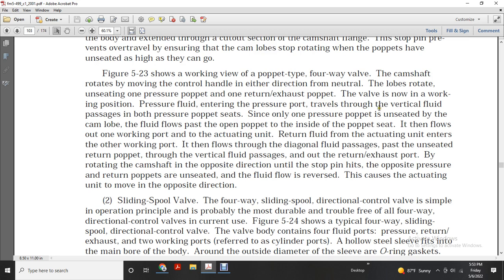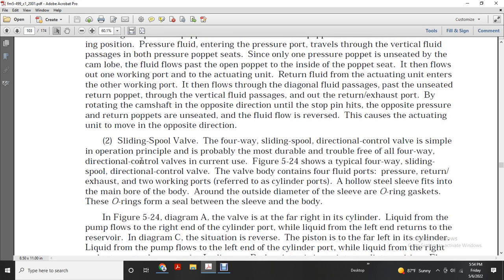The fluid from the actuating unit's other end returns through the diagonal fluid path, past the unseated return poppet, and through the vertical fluid passage out of the return exhaust port. Rotating the camshaft in the opposite direction, until the stop pin hits, unseats the opposite pressure and return poppets, reversing the fluid flow and moving the actuating unit in the opposite direction.